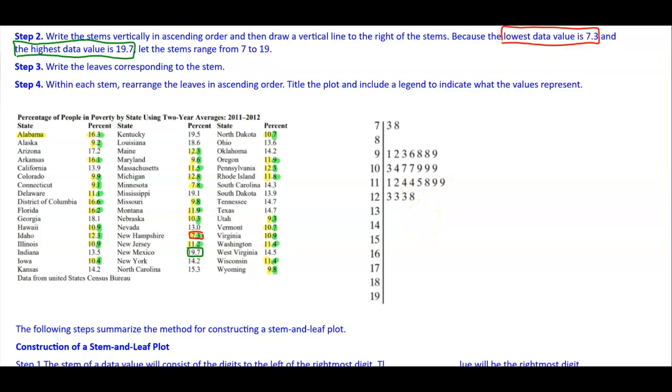Okay, let's take a look at the stem for 13. So we have 13.9, 13.5, 13.0, 13.6, and 13.9. And then if we take a look at the leaf, we have a 9, we have a 5, we have a 0, 6, and a 9. So if we take a look at that, we have 13.0, 13.5, 13.6, and 2 13.9s.